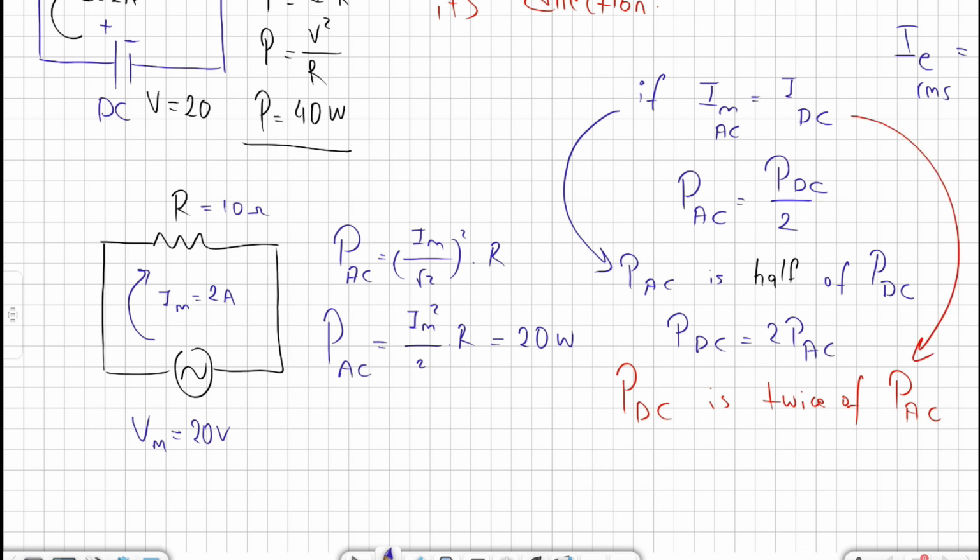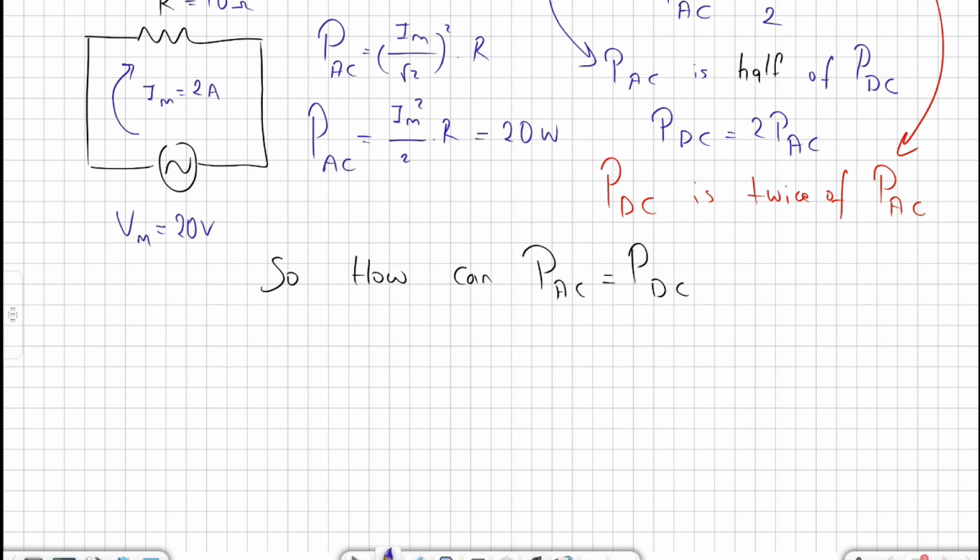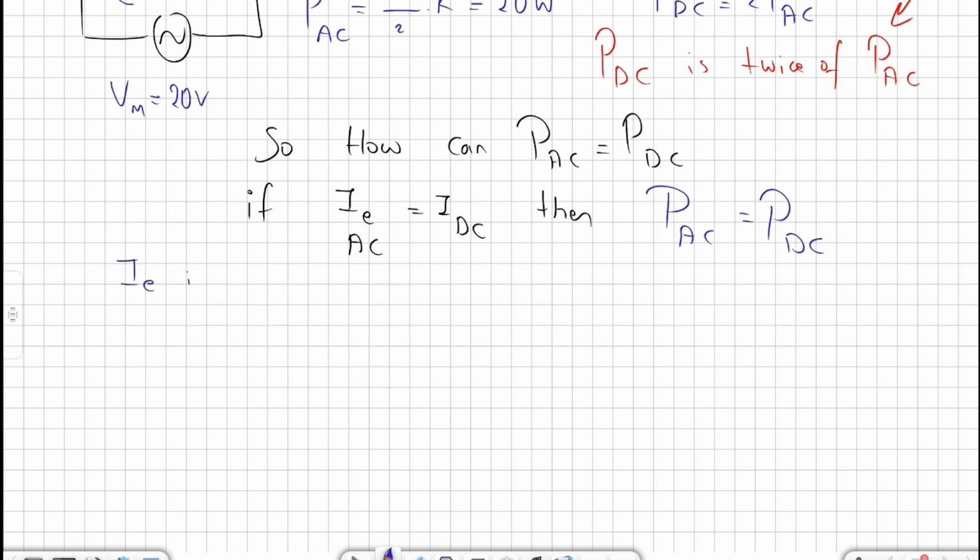The question here is this: how can I have power of AC to be equal to power of DC? The answer is, if the effective current in AC is equal to the current that we have in DC, then we can say that power in AC is equal to power in DC. You can do the calculation. You will see that if the I effective is equal to 2 ampere in an AC source, then the power will also be equal to 40 watts. So we can define I effective as the current in AC that gives the same heating effect, because power is used for energy and it will give you the same heating effect if you have the same power.